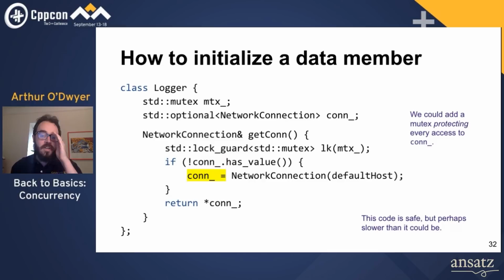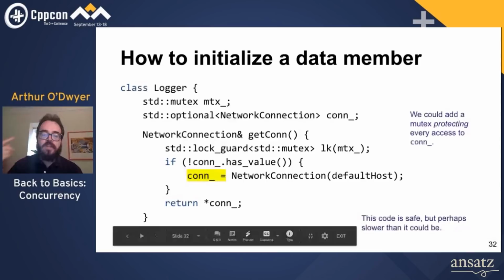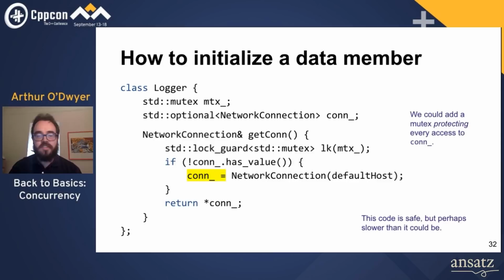Well, one way to do it is protect it with a mutex. This is totally fine, and we have seen this already. Protect it with a mutex. Now this code is safe, but it's perhaps slower than it could be, right? Because now every time we call getcon, we have to try to lock that mutex. And if there's a lot of contention, this is going to be very slow.